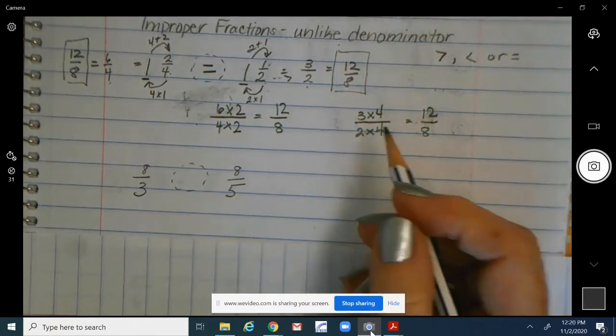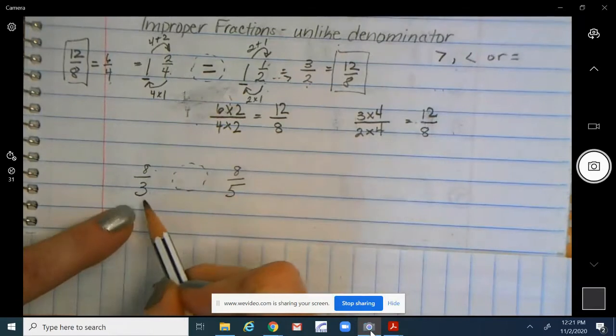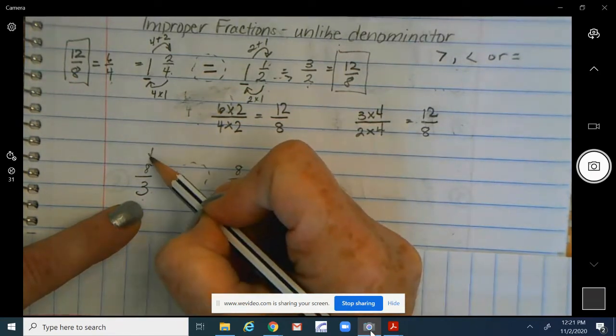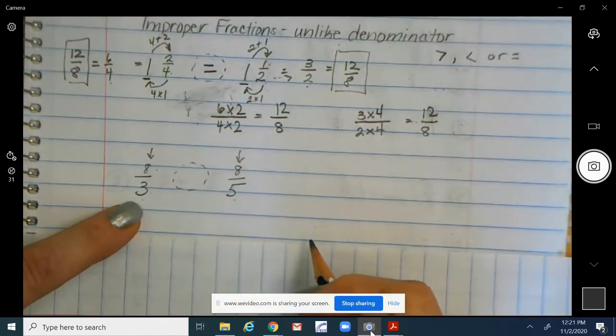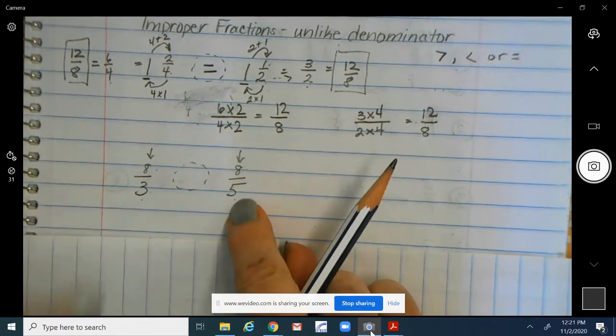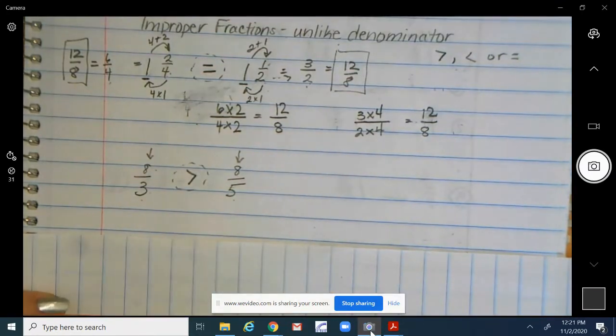Let's look at this one. This is an interesting problem. They are improper fractions, and I see that my denominators are different. But then before I start, I want to look at my numerators. Notice that my numerators are the same. Remember, we said if the numerator is the same, look at the denominator. And the larger the denominator, the smaller the pieces. Right away, I know then that 8/3 is bigger than 8/5. I don't have to do all the math.